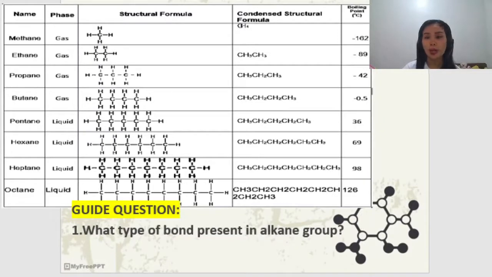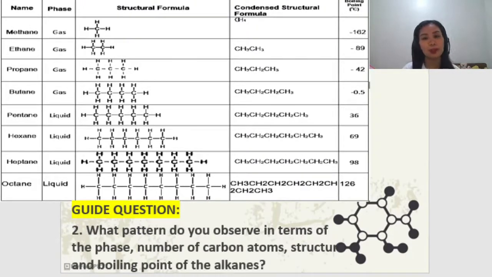Number 1, what type of bond is present in the alkane group? Write down what you can see. If you have nothing to write, leave it blank. Then we will check who got it right. Next, number 2. What pattern do you observe in terms of the phase, number of carbons and structure, and even the boiling points of the alkanes?